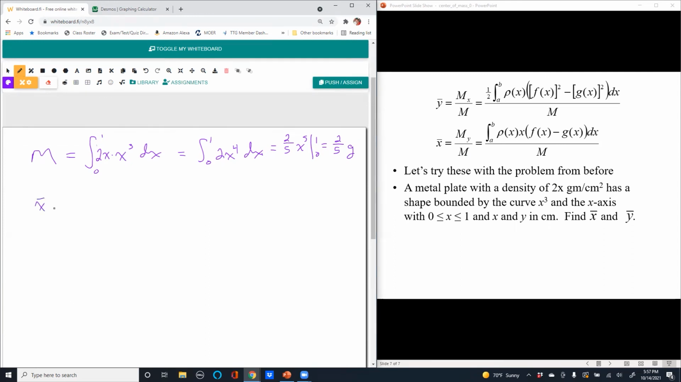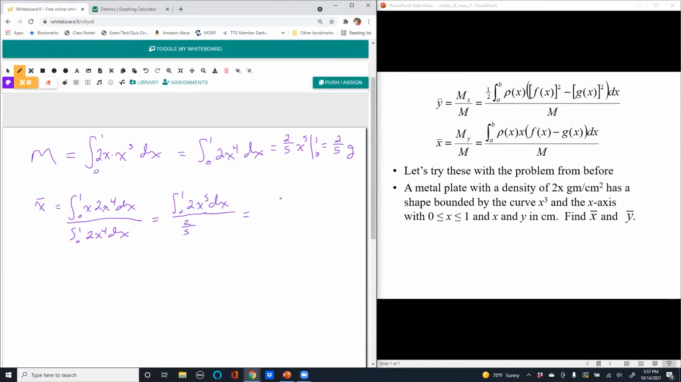Now let's talk about X bar. Remember what I said. If you can do the mass in terms of X, you can do X bar, because all you do is you take your integral for mass, which we already said was 0 to 1 of 2x to the 4th dx, and you multiply it by an extra x. X times 2x to the 4th dx. So we already know that the mass comes out to be 2/5. Up here, we got the integral from 0 to 1 of 2x to the 5th dx.